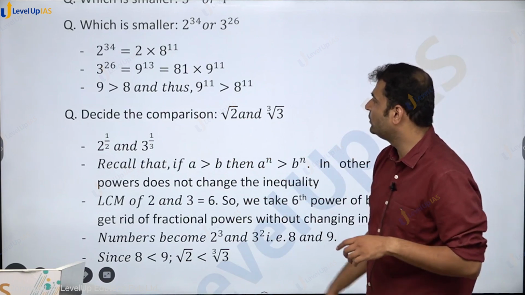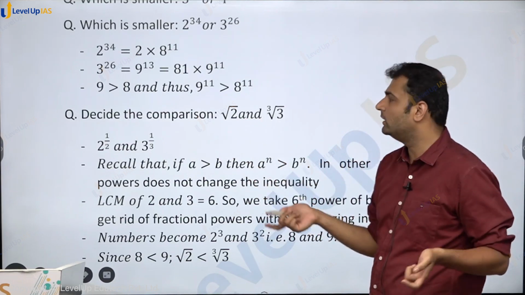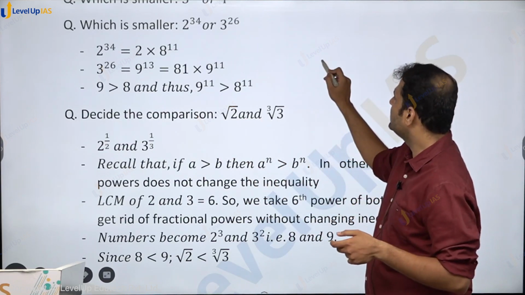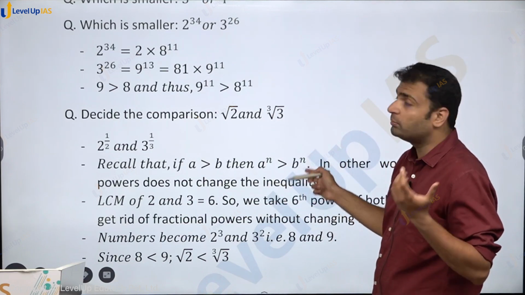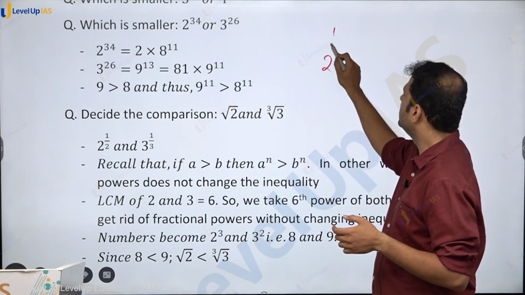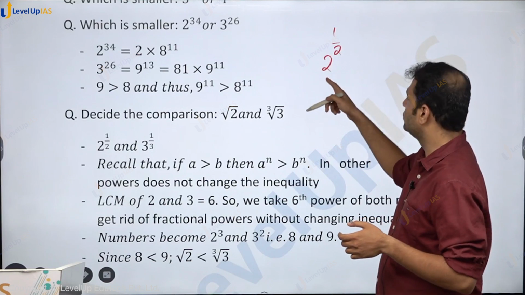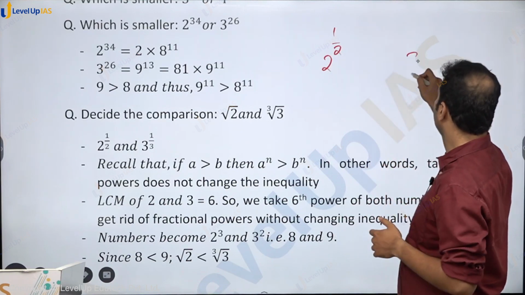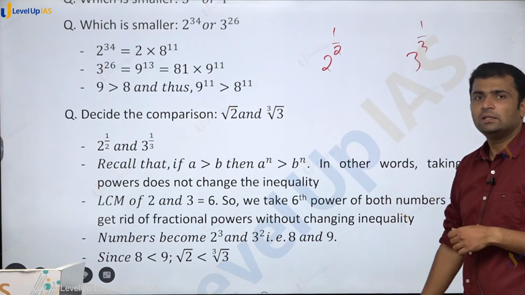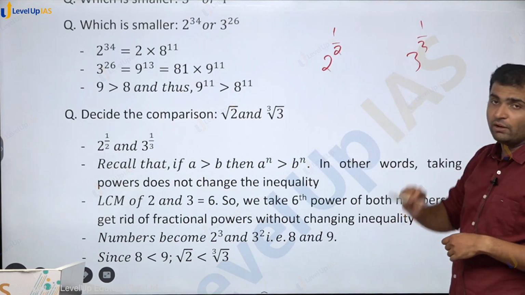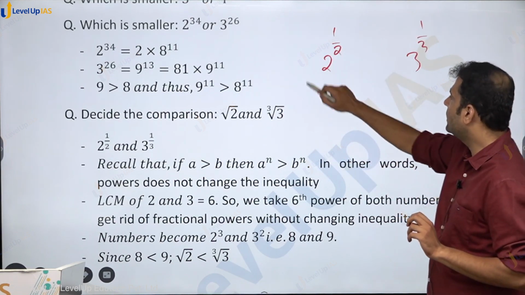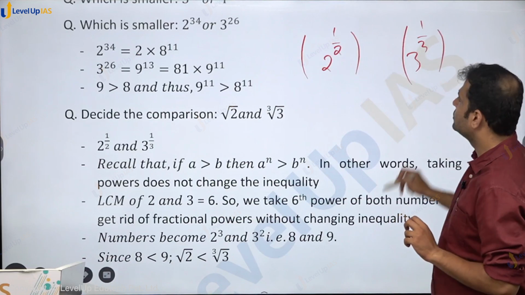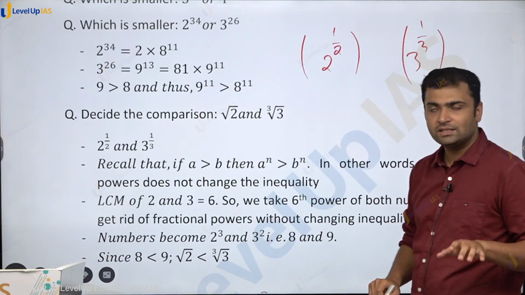Decide the comparison between square root of 2 and cube root of 3. Again, it's a very interesting simple question, but it might be confusing. Square root of 2 can be written as 2 raised to 1 by 2, and cube root of 3 can be written as 3 raised to 1 by 3. Now I want to get rid of these fractions. I want to work with integers. So I'll take a common power of both of them so that the fraction vanishes.